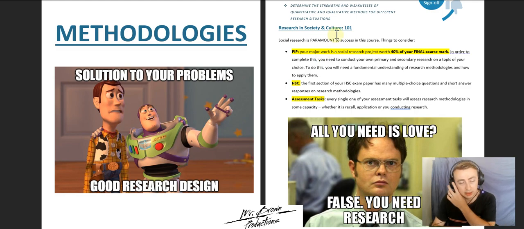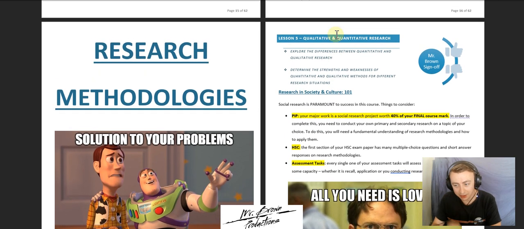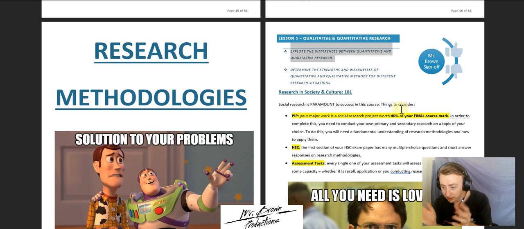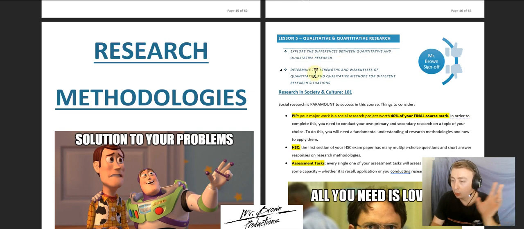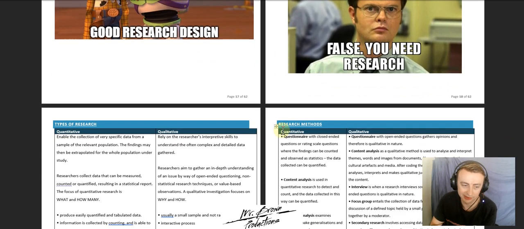So super important. So I guess our learning intention today, what we're actually going to do is we're going to explore the differences between what we call quantitative and qualitative research. So we're going to break research into 2 parts, and then we're going to determine the strength and weaknesses of each of those research methods themselves, but also the differences between qualitative and quantitative, okay? So that's our focus for today.